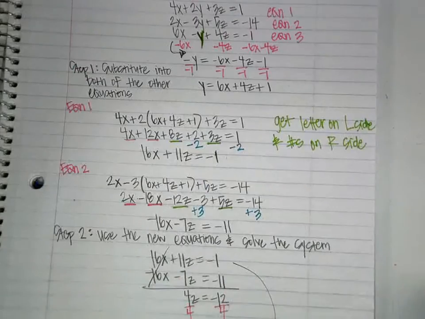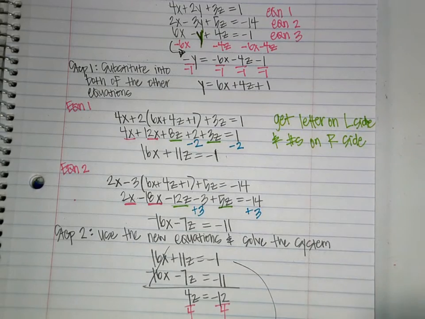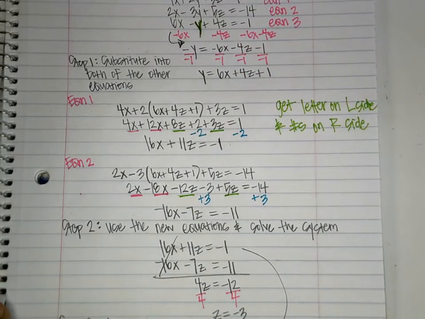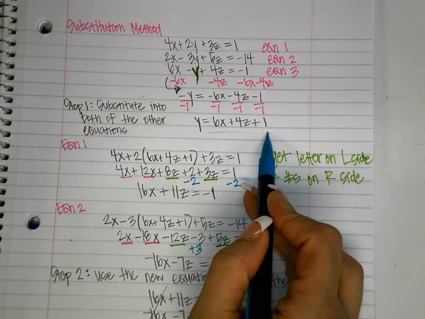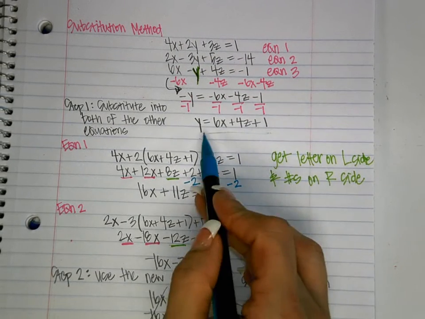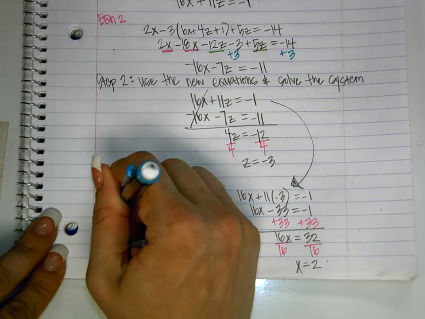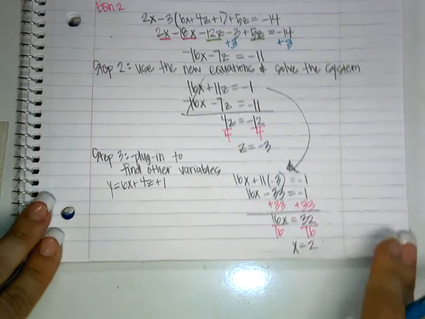Like I said, you can use any of these equations, okay? So if I found x and I found z, I want to find y last. This equation is probably the easiest one to use because you're going to end up with just a y equals. So I would use that equation. We're going to use y equals 6x plus 4z plus 1 and just plug in.